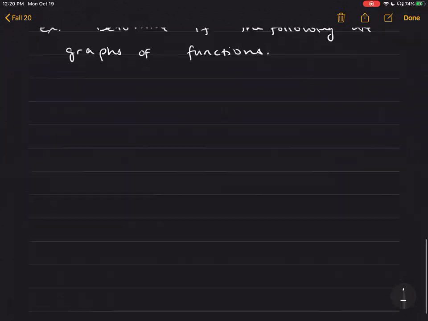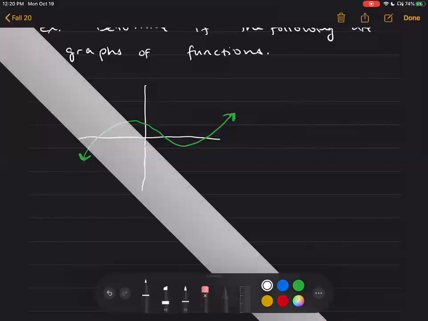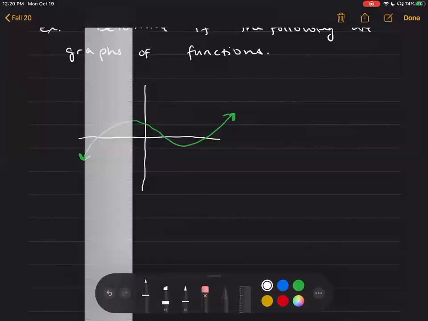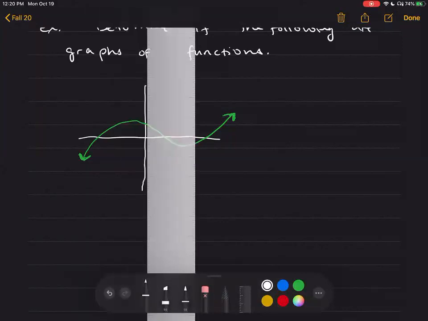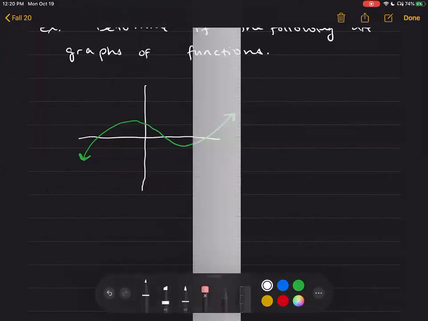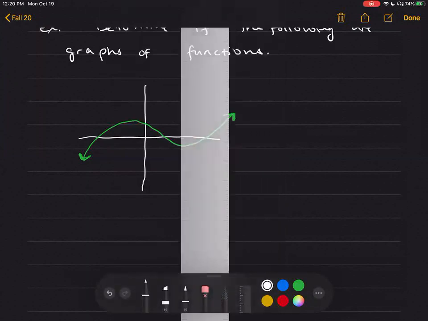So let's see, the first one, let's do something that maybe looks like this. So just a little wavy boy. So if we pull out a vertical line, so if I use this ruler here and we kind of move it across bit by bit, we see that anywhere we move the ruler, the edge of the ruler only hits one spot on the green line at a time.